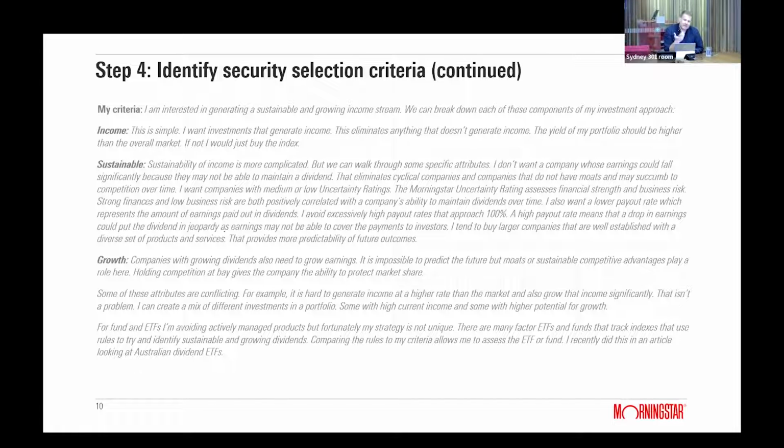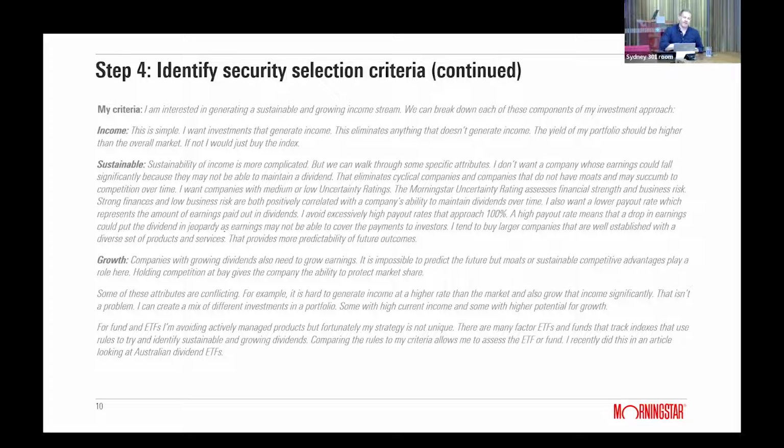Sustainable. So I want a sustainable dividend. What does that mean? It means that I want to limit or eliminate, if it was a perfect world, dividend cuts for my portfolio. And there are a lot of implications that it has. I'll go through these very quickly.